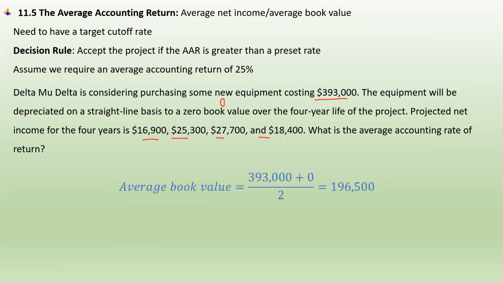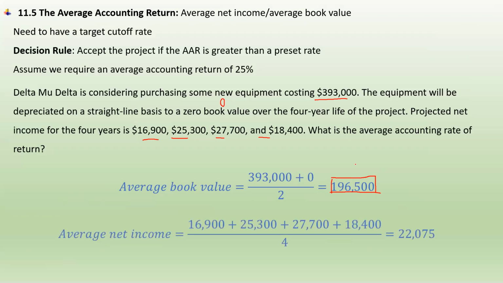So the average book value will be 393,000 plus 0 divided by 2. So the average book value over the 4 years is 196,500. And the average income is 22,075. So the AAR is 11.23%. It's less than the percent rate, 25%, so we reject it.